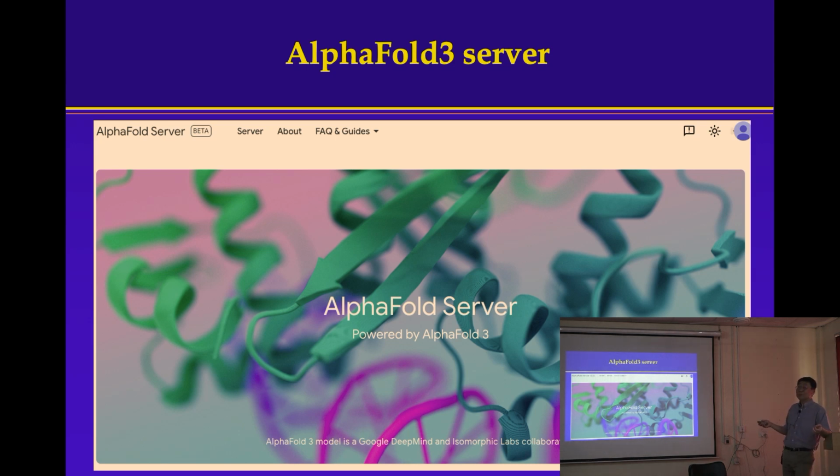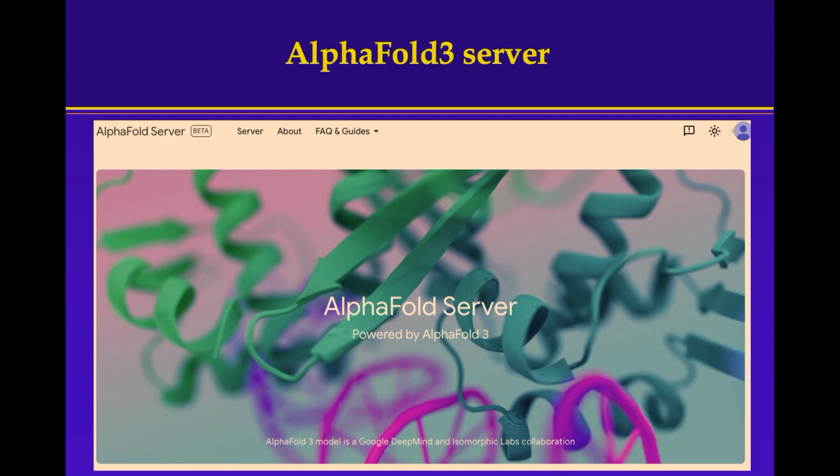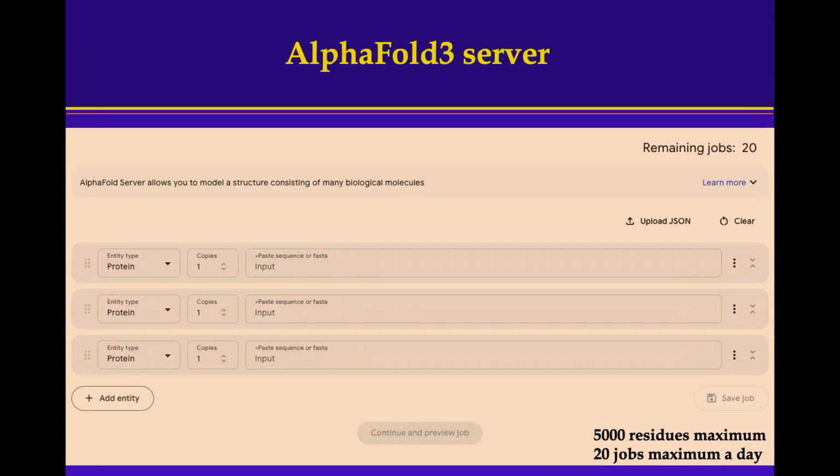So, and most importantly, now they have a server that you can use. You can go there and run it through Google. Very powerful server. I use it all the time, and it has a very simple input interface. You can put in 5,000 residues maximum, a very large complex, and it'll do the calculation for you.